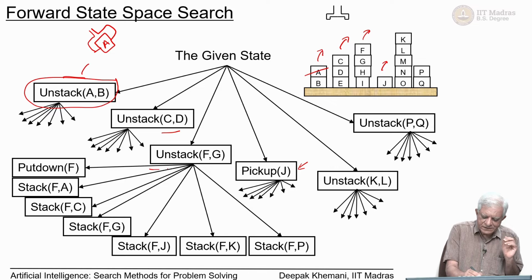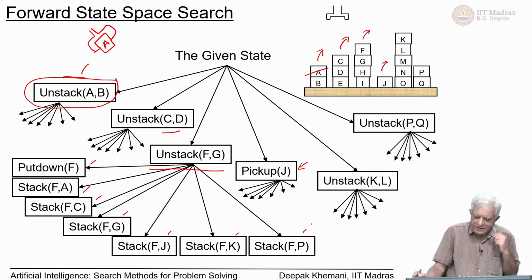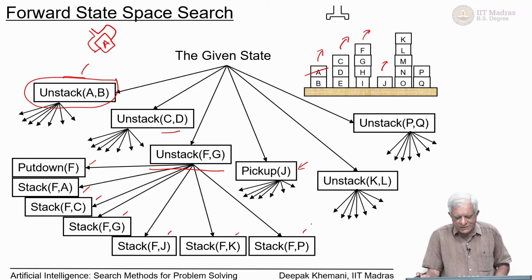I have shown this that after unstack F from G, you can either put down F, or you can put it on A, or you can put it on C, or on G, or on J, or on K, or on P. That is how the search space is generated.